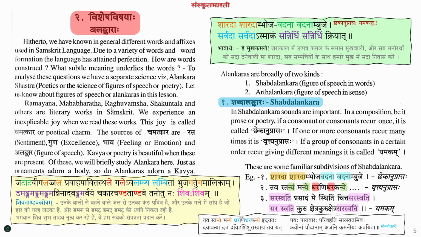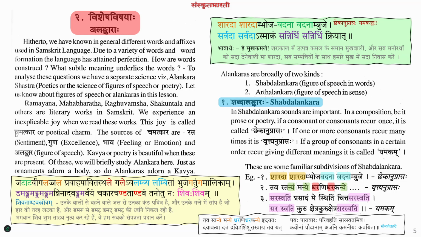Ramayana, Mahabharata, Raghuvamsha, Shakuntalam actually, but anyway, Shakuntala and others. See, reading the dirgha, hrasva, everything is murdered when you read it in English. Unless they use accented English letters, it's meaningless. Anyway, these are literary works in Sanskrit. We experience an inexplicable joy when we read these works. I attest to that.